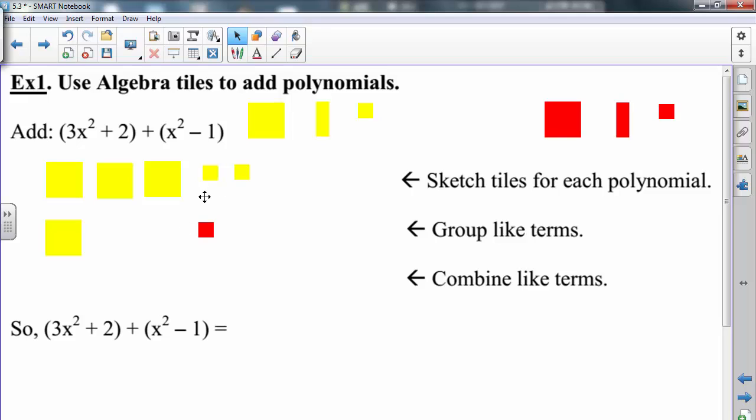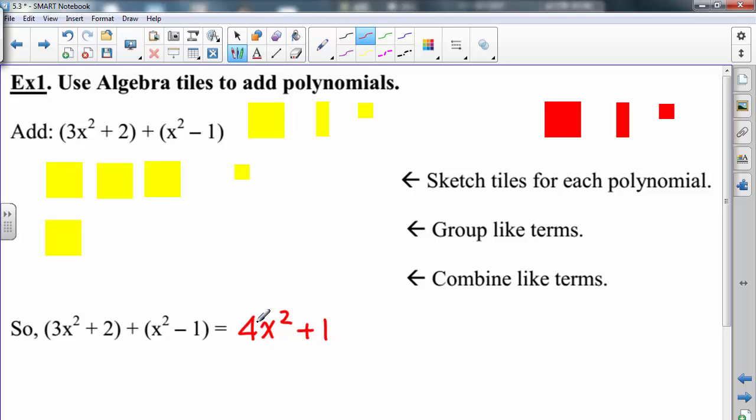So this time you will see 1 zero pair. This little yellow with this little red, they can cancel out. I can remove them. So right now I only have those many algebra tiles left. Let's change those algebra tiles to a polynomial. I have 1, 2, 3, 4 yellow big squares left. This one means I have 4x squared. Then I have 1 yellow little square left. This one means positive 1. So the answer for the adding is 4x squared plus 1.